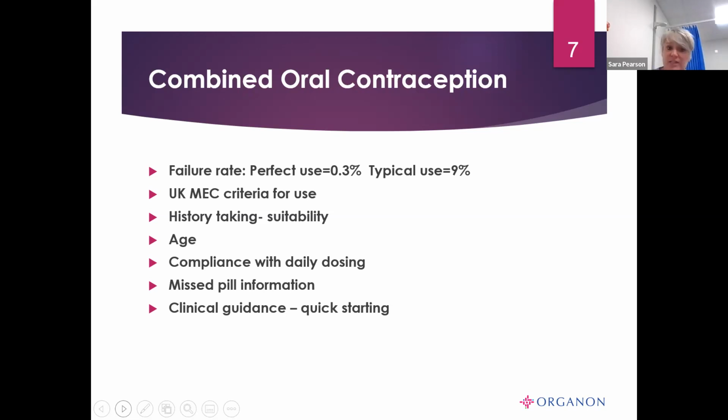So I think we just have to make sure that if you're quick starting, the woman goes away and knows to do a pregnancy test. You don't need to see them back in practice. You can put that back onto them as long as they're aware that they need to do that follow-up pregnancy test in 3 weeks since their last episode of unprotected sex.